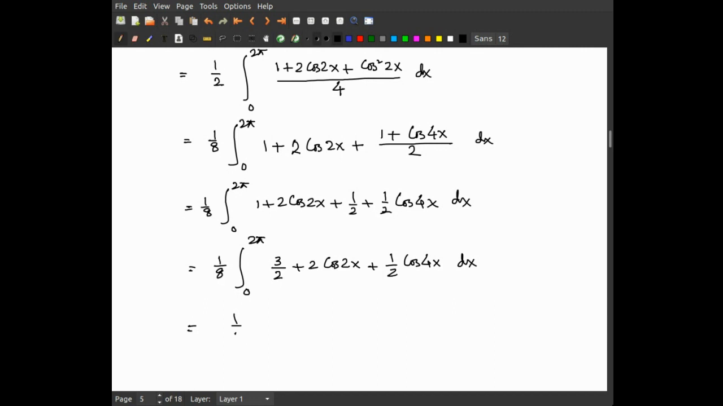Okay, so now we are ready to find the integration. 3 over 2, the integration of this one is x, plus 2, the integration of cos is sine 2x, and since there is a 2, we have to divide by that 2. Then again this is half, and the integration of cos 4x is sine 4x, and since we have a 4, we have to divide by that 4. Then plug in the upper limit twice pi, and plug in the lower limit 0.